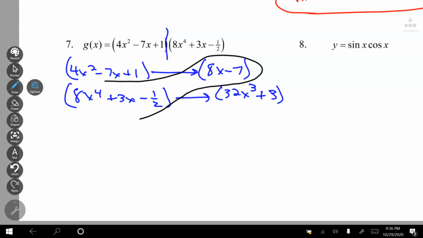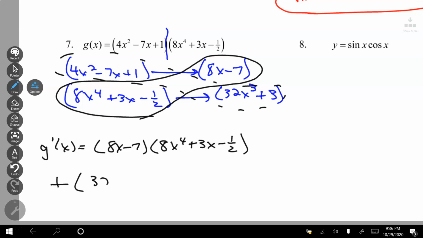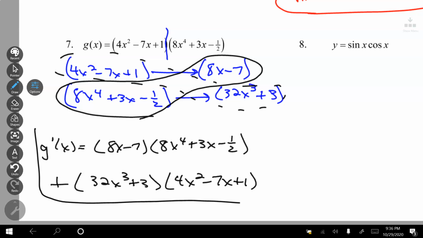Crisscross, I'll do this one first. Doesn't really matter the order. G prime of x equals 8x minus 7 with parentheses, 8x to the fourth plus 3x minus a half, parentheses. Plus. Now I'll do the other way. 32x cubed plus 3, and then parentheses 4x squared minus 7x plus 1. You can write the terms in a different order, but just make sure you use those parentheses. You need those parentheses. Please use parentheses.